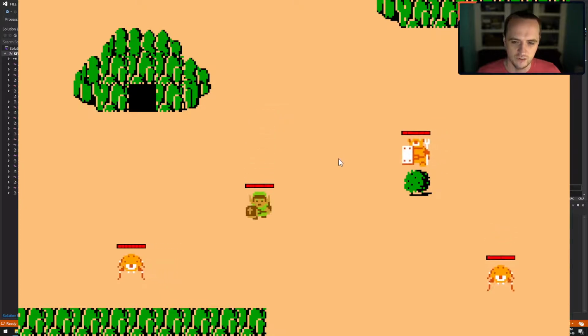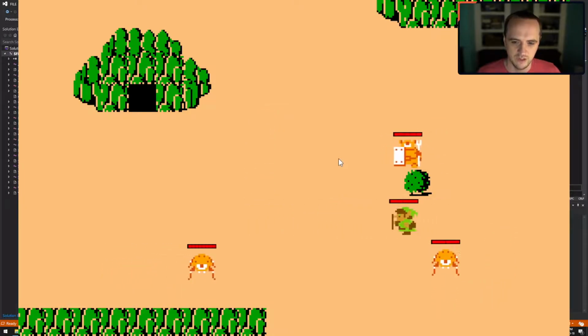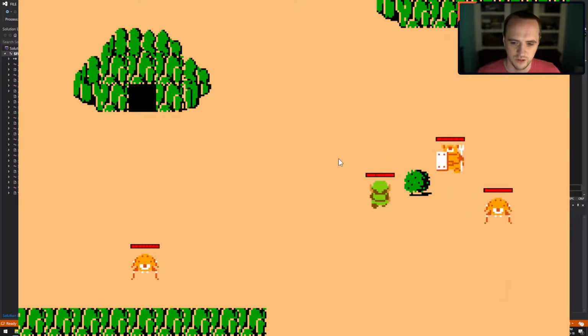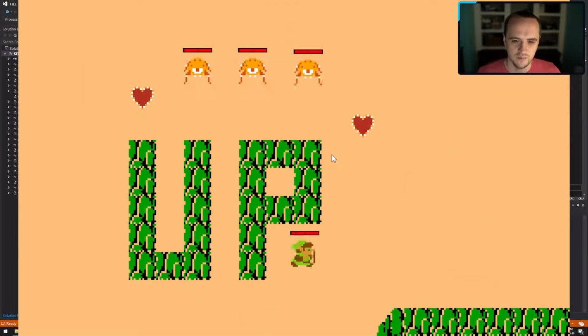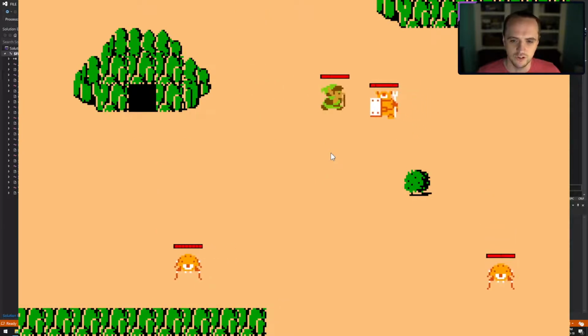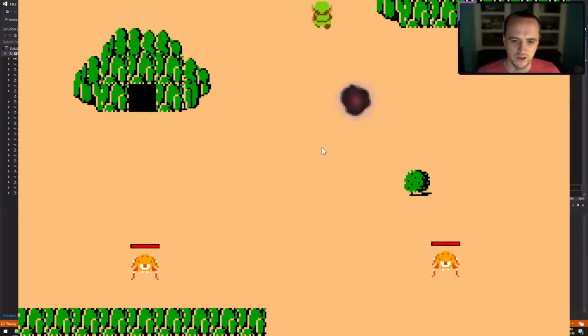If I move down somewhere that he can't see me, he's going to go back to his starting location. Also, if I go up here, these have the same behavior: as soon as they can see me, they'll chase after me, and as soon as they can't, they'll go back to their starting location. So to accomplish this, we're going to use ray casting.